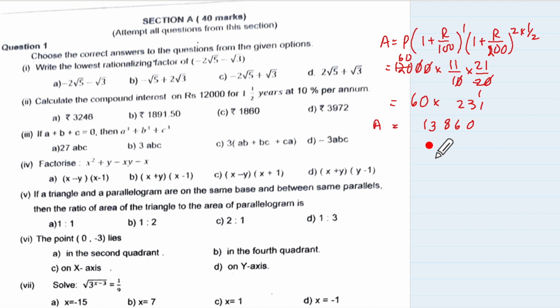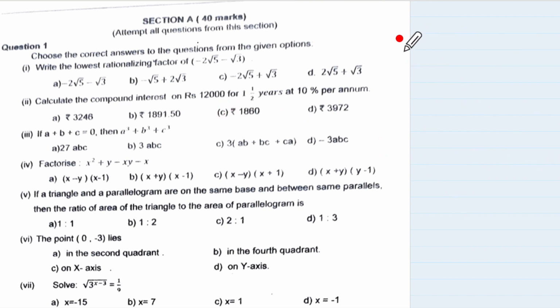Now this is your amount. From this you have to subtract 12,000. So how much do we get here? It is 1860. So which is the option? This. So how do you write your answer? You have already written 1. Below that you will write 2, C and rupees 1860.